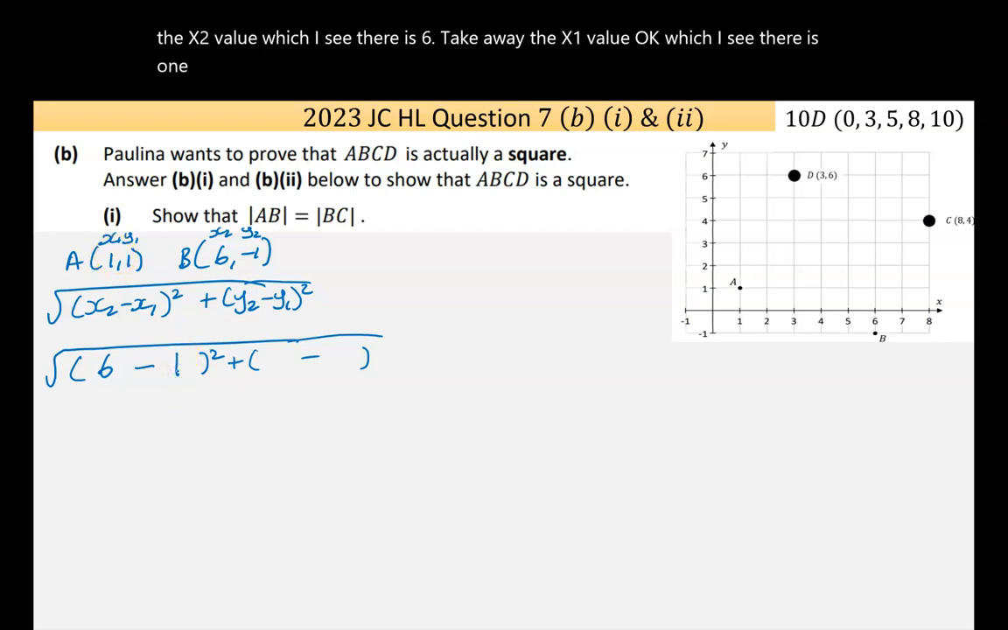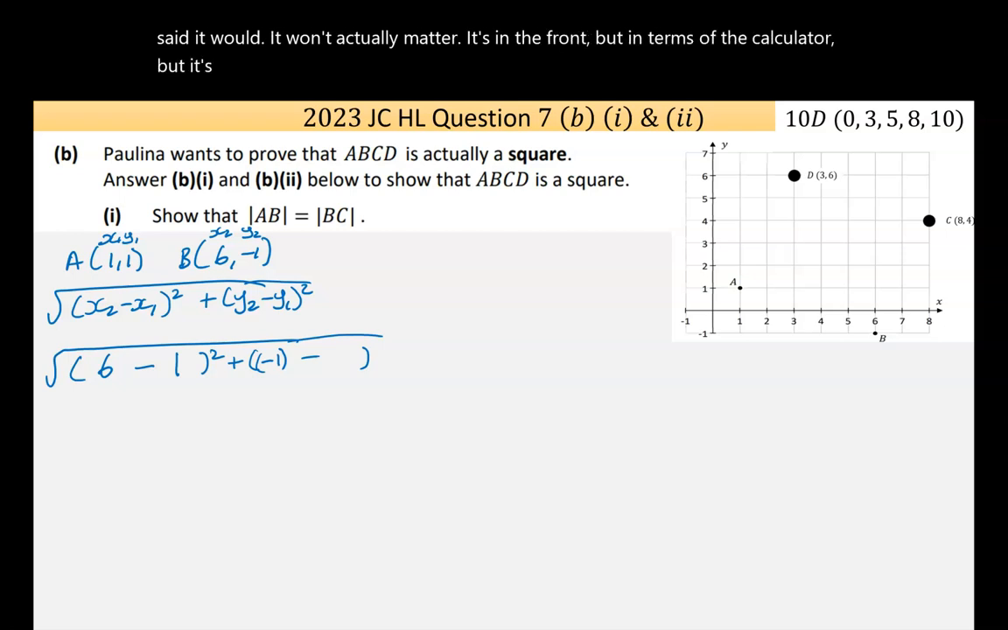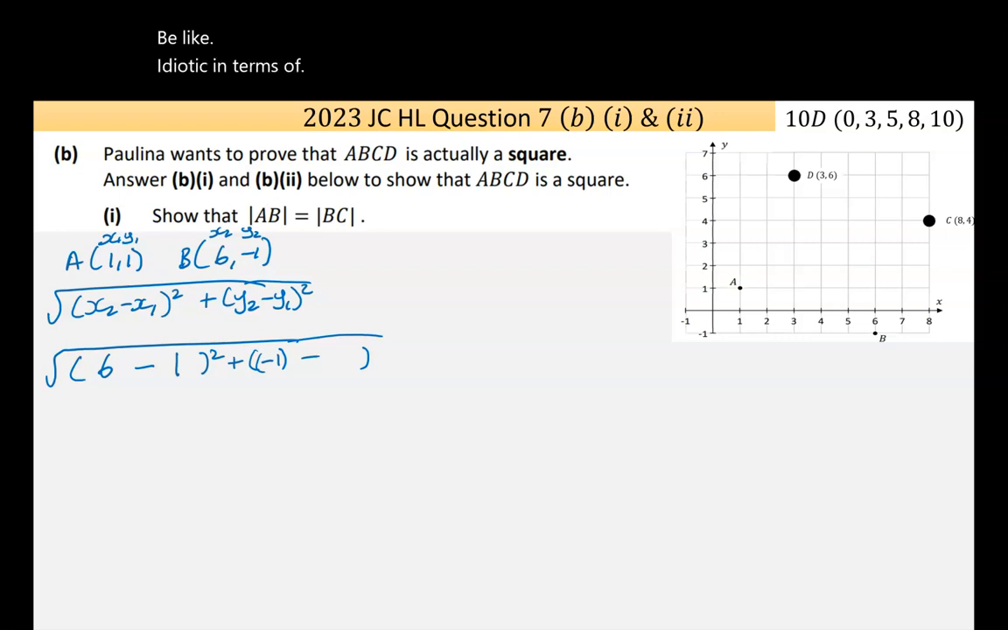Then the y2 value, now that's -1. I'm going to put it in brackets just because I said I would. It won't actually matter what's in the front in terms of the calculator, but let's not be idiotic in terms of giving different instructions all the time. So y2 take away y1, now that's a positive number, so it can go in without brackets.